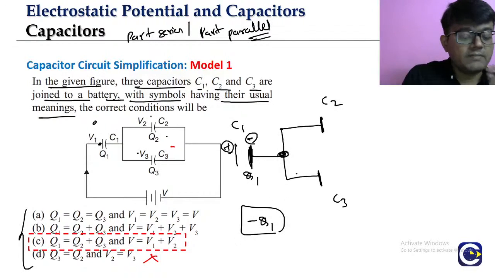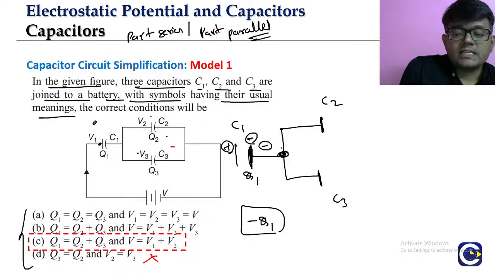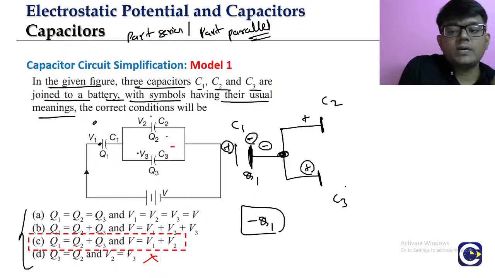What is the charge here? Minus Q1. Okay? And here negative charge is coming, which means what will be the charge on these plates C2 and C3? Look here, C2's right side plate and C3's right side plate are connected to what? The negative terminal of the battery. So what will come on this side? Negative. So the plate here, Q2, will be positive.